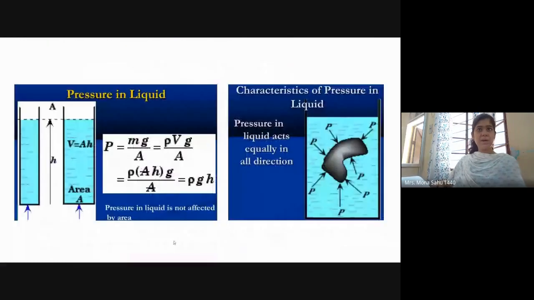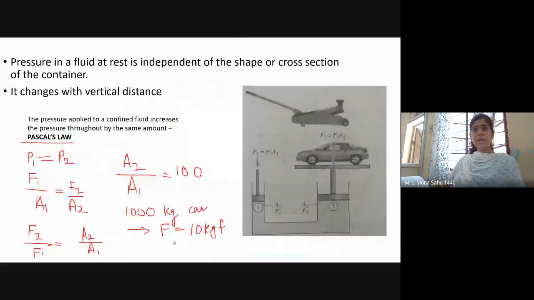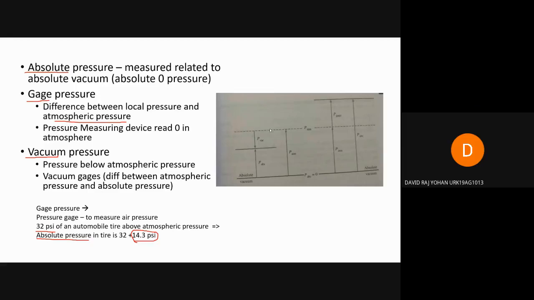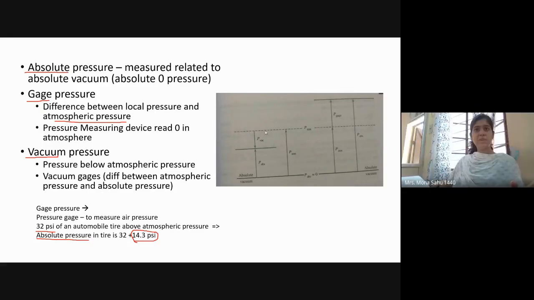Now, just to do a recap regarding this, we learned about this. This is the atmospheric pressure. Below this is known as vacuum pressure. Above this is called gauge pressure. Are you guys clear about this? Yes, ma'am. If you're measuring with respect to atmospheric pressure, if it is a negative value, it will be known as vacuum pressure. If it is a positive value, it will be known as gauge pressure. I hope it is clear.